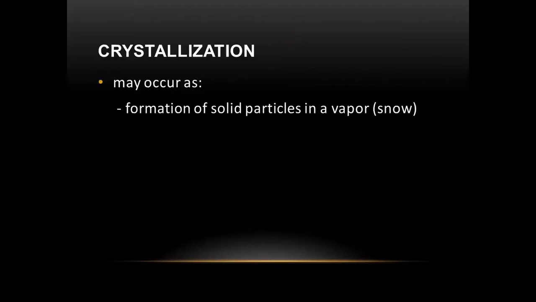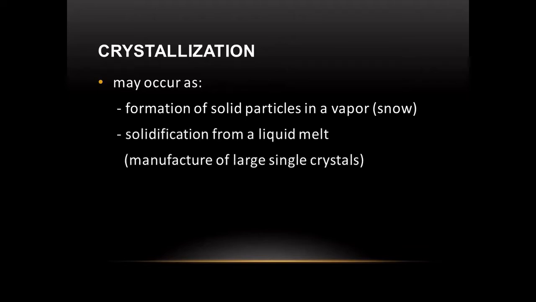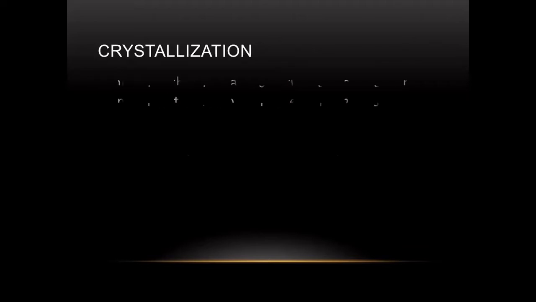Now, crystallization may occur as the formation of solid particles in vapor, and that is in the case of snow formation. So your crystals were formed from vapor, and the usual case is the solidification from a liquid melt. This is the technique used in manufacturing large crystals. And also crystallization may occur from the liquid solution as the usual case.